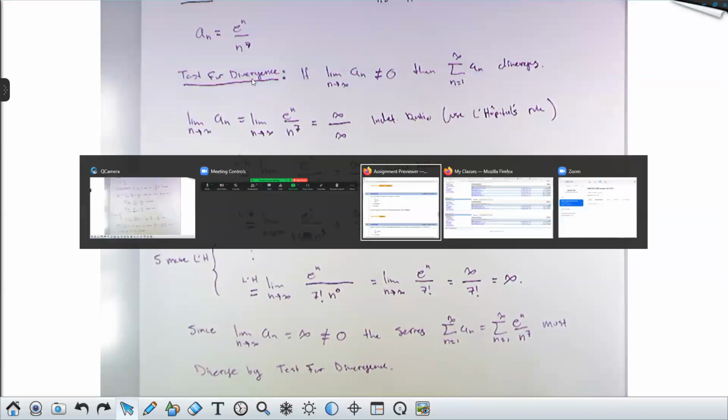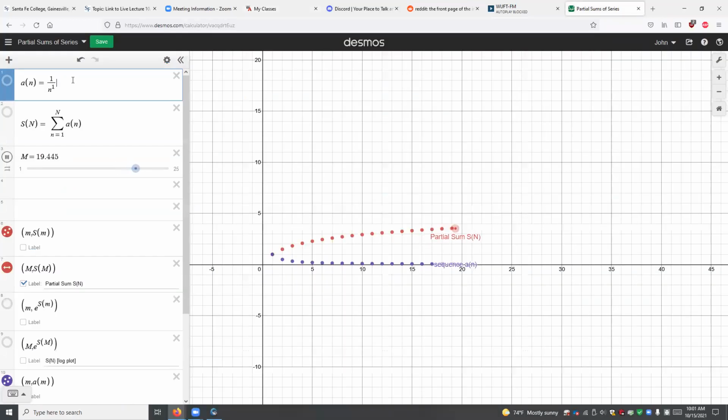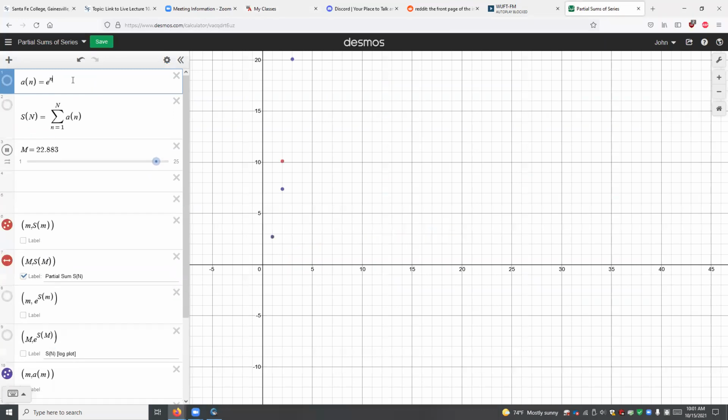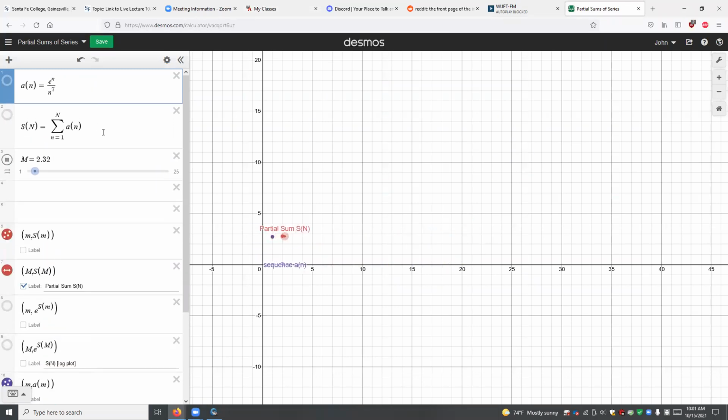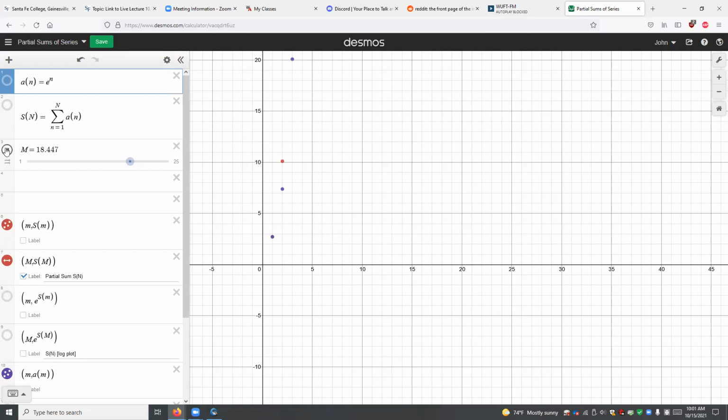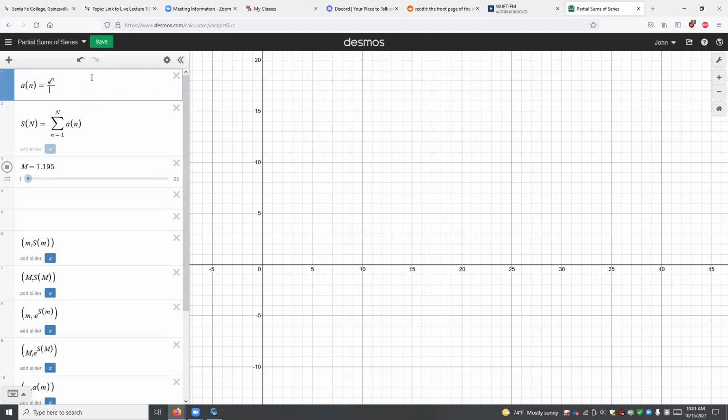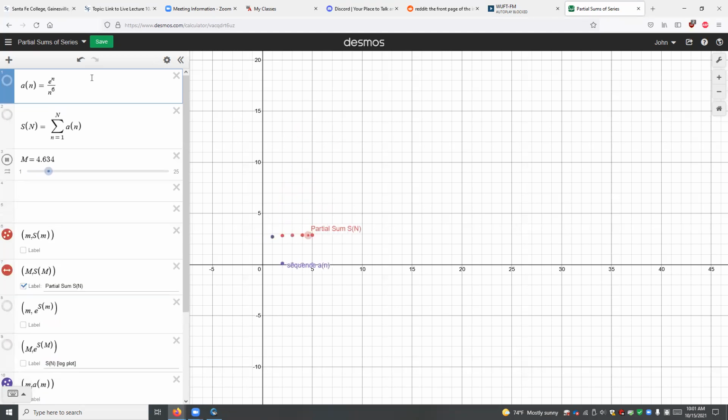Now we can look at this in Desmos, right? And if we're ever unsure what's going on, I implore you to take a look at this thing. So e to the n divided by n to the 7. In red, you see your partial sums. Something weird is going on here. Yeah, something isn't right. Hang on. If I just graph e to the n, that does what it should. Oh, there we go. Okay.